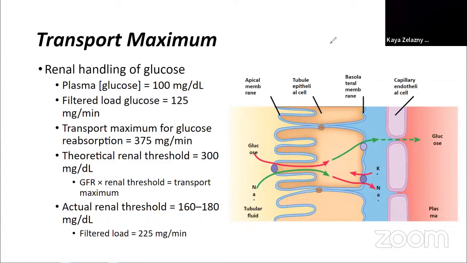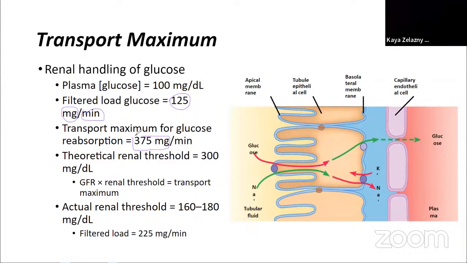If we think about its renal handling, your normal concentration of glucose in the plasma is about 100 milligrams per deciliter. Your filtered load, remember we're multiplying concentration times our glomerular filtration rate to get our filtered load, right? The glomerular filtration rate tells us that our filtered load for glucose is 125 milligrams per minute. That's how much glucose is getting into our nephron per minute, into the kidney. Our transport maximum is 375 milligrams per minute.